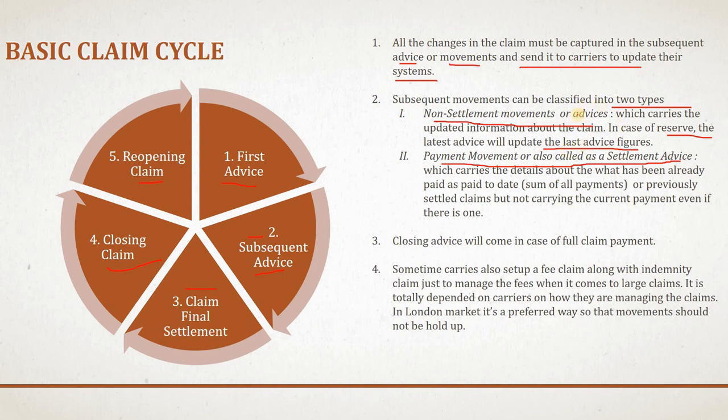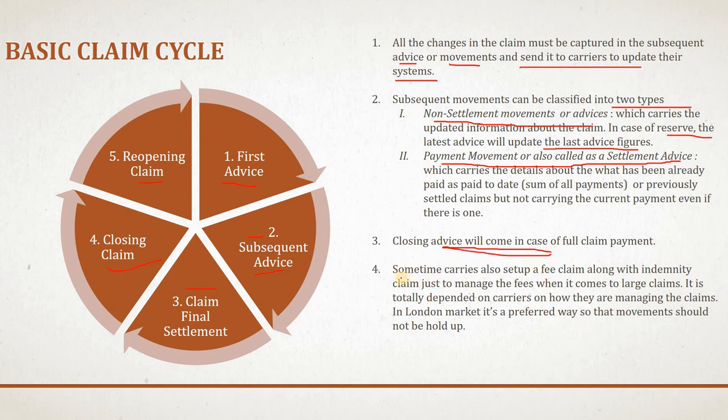Then you also have a payment movement, also called a settlement advice, which carries the detail about what has been already paid to date or previously settled, but not carrying the payment itself even if there is one. So these are the variations in the payment movement. It largely covers when the payment happened or what payments have been made to the claim so far. Then you have a closing advice, which will advise to close the claim. So these are the advices.